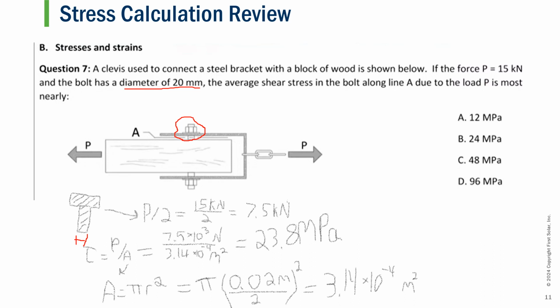So looking back to our shear equation, we see again that our force divided by area is related to our shear stress, and we know that the force experienced by the bolt is 7.5 kilonewtons, or 7.5 times 10 to the 3 newtons. Divide that by 3.14 times 10 to the negative 4th meters squared, and we will get 23.8 megapascals, or most nearly 24 megapascals.